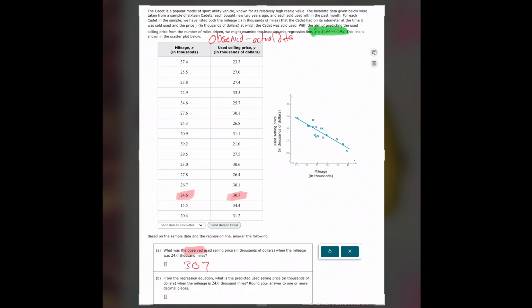All right. Now, from the regression equation, what is the predicted used selling price when it's 24.6? This is my prediction. Okay, this is what I would base. It's like the average of all those points. So I'm going to use that for my prediction, and I'm going to say y hat equals 41.66 minus 0.49 times 24.6. Can somebody do that for me since he has my phone?